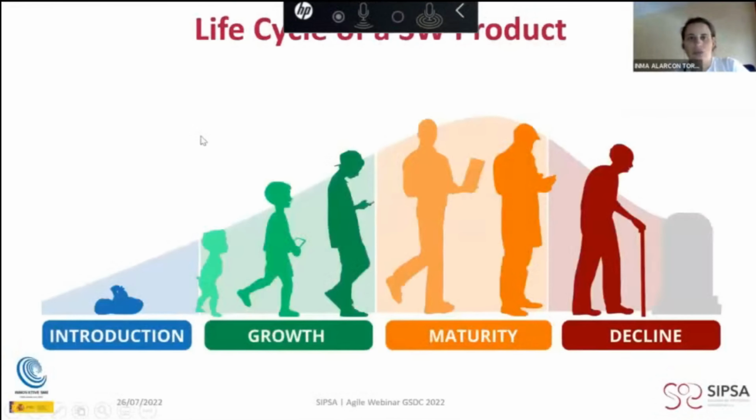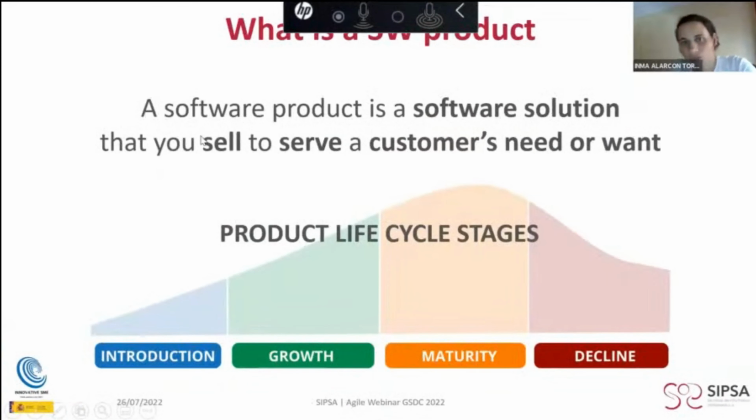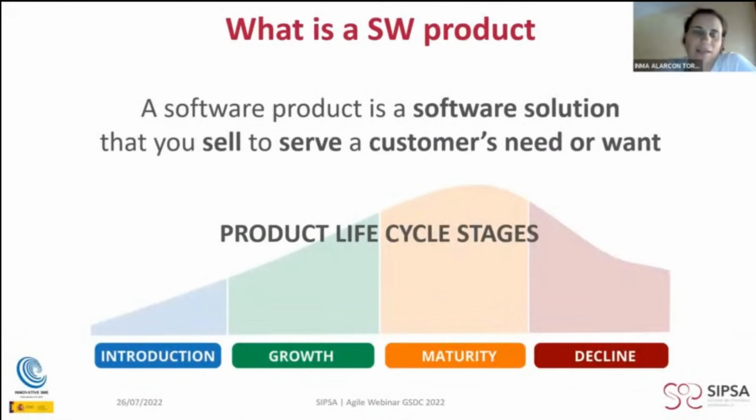So I would like to present, as we are going to talk about the product life cycle, the first thing that I would like to introduce, to make it simple, is what is a software product. In the end, what we see is that a software product is a software solution that is sold or provided, because in the end, everything is business, to cover or serve the customer needs.